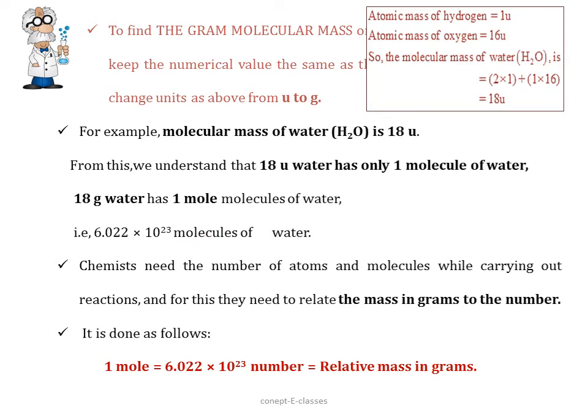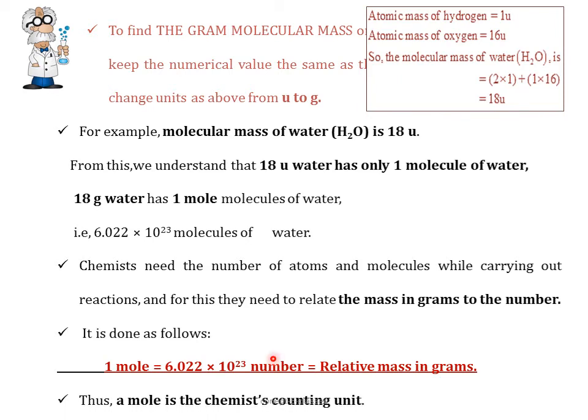Now chemists need the number of atoms and molecules while carrying out a reaction. That is, chemists want to measure the quantity of matter, but matter consists of different elements and each element has billions of atoms. So chemists use the mole as a unit for the amount of a substance, and they need to relate the mass in grams to the number. It is done as follows: 1 mole is equal to 6.022 into 10 raised to 23 in number, which is equal to the relative mass in grams. Thus the mole is the chemist's counting unit.